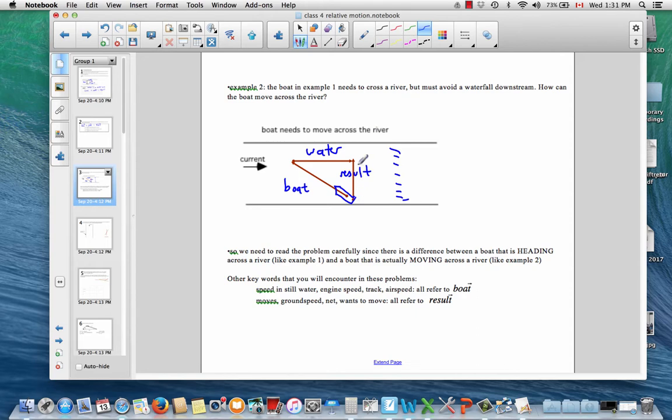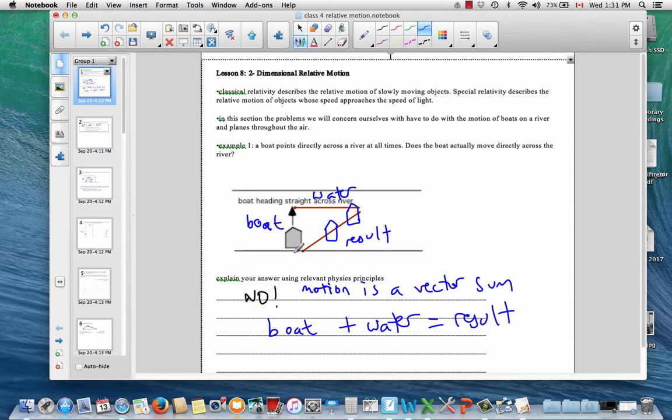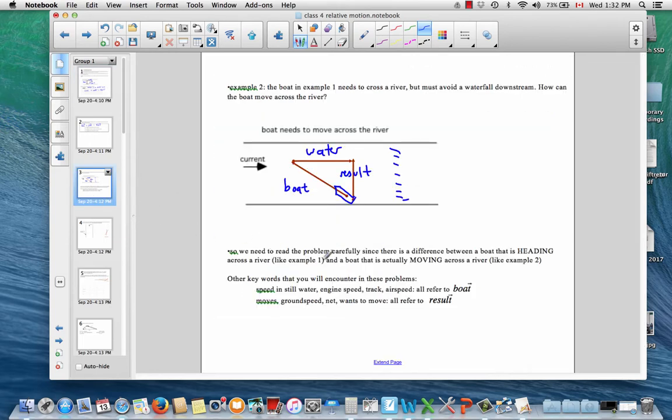So in this case, the result was straight across. In the previous diagram, the heading was straight across and the result was downstream. So you need to pay attention to semantics a little bit to know which of those two diagrams you're dealing with. Is the heading or the boat vector straight across, as in the first drawing, or is the heading upstream and the result is straight across?